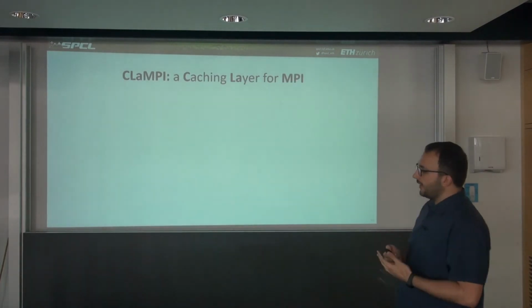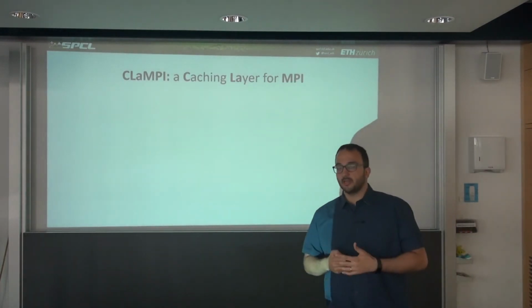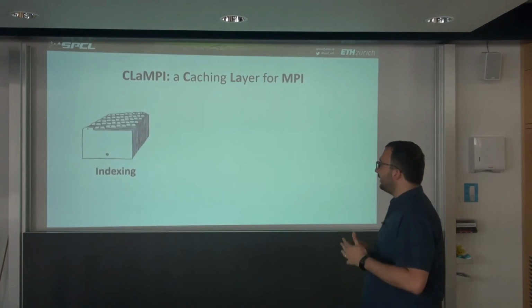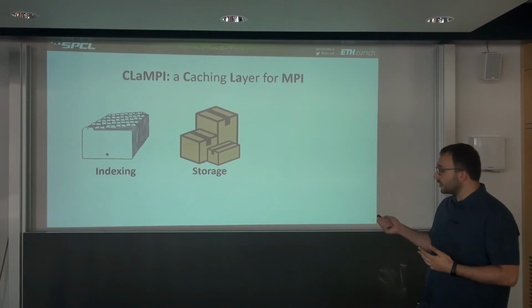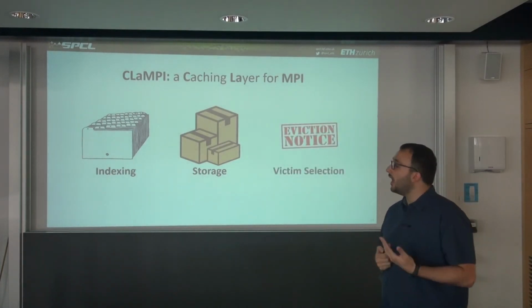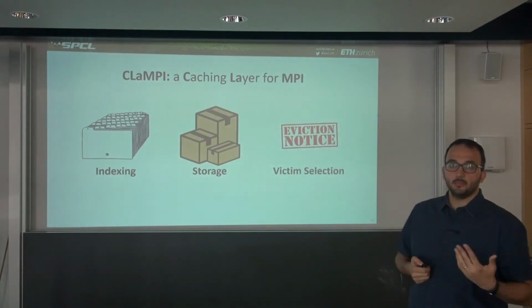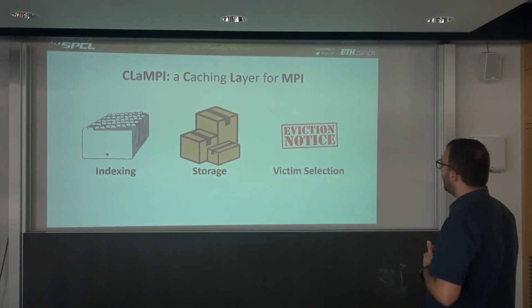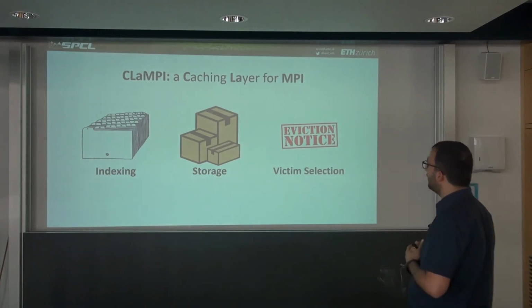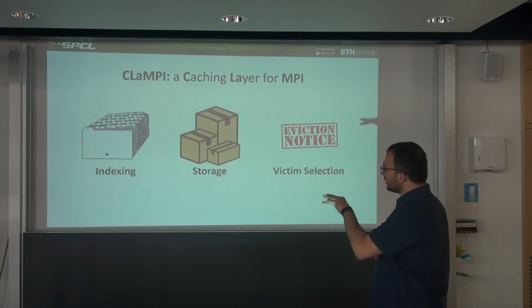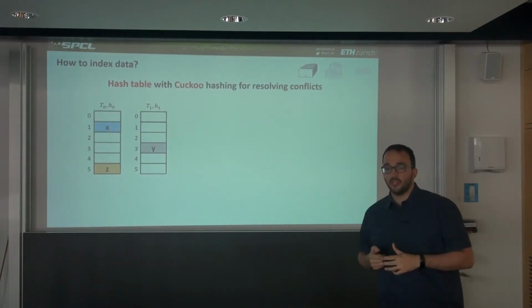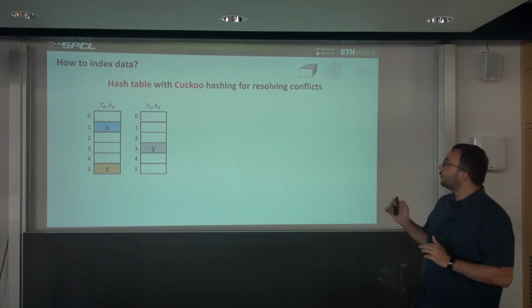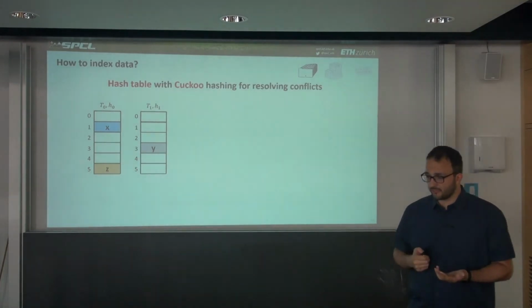And since we are defining a software caching layer, we need to define 3 main building blocks: the indexing of the cache entries, the storage of the cache entries, and how we perform the victim selection when we need to evict some entries. So let's start with the first one, the indexing. For indexing, we use a hash table and Cuckoo hashing for resolving conflicts.